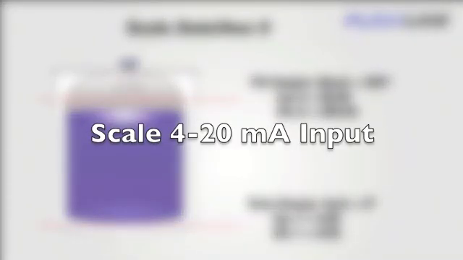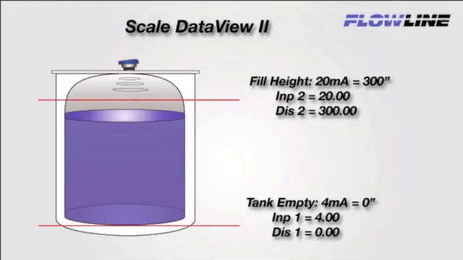Now, we are going to scale the 4 to 20 milliamp inputs on the LI55 meter. But first, we need to know how we configured the transmitter. Here, the 20 milliamp is set to 300 inches, and the 4 milliamp is set to 0 inches. We want to program the meter to display 0 inches when it receives a 4 milliamp signal and 300 inches when it receives a 20 milliamp signal.